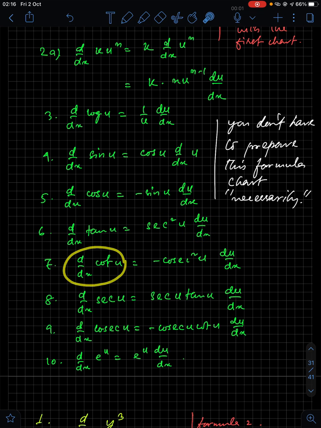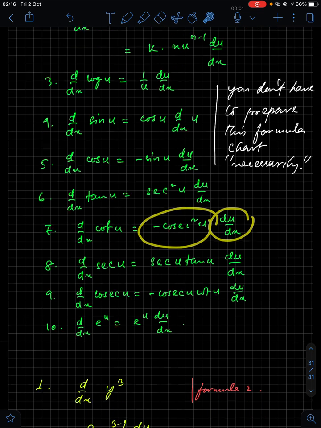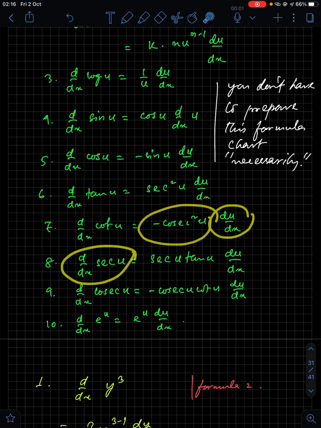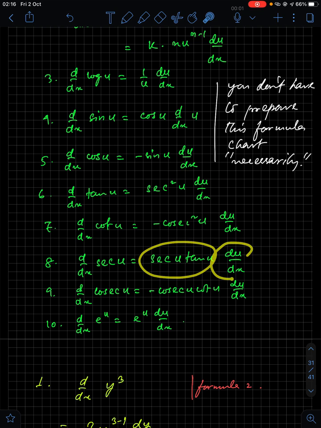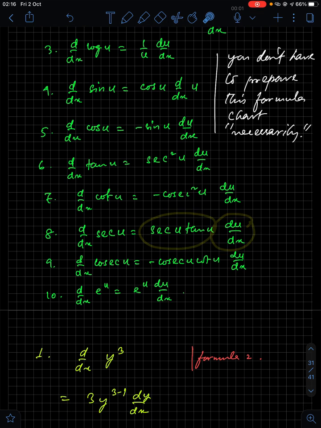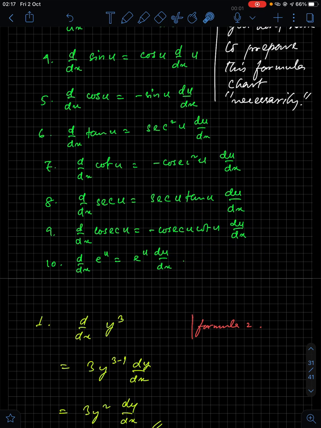This gives you sec square u d/dx of u. Number 7, d/dx of cot u gives you minus cosec square u d/dx of u. Number 8, d/dx of sec u gives you sec u tan u d/dx of u. Number 9, d/dx of cosec u gives you minus cosec u cot u d/dx of u. And number 10, d/dx of e to the power u gives you e to the power u d/dx of u. Here you can also write this as d/dx of e to the power y, which would give you e to the power y d/dx of y again.